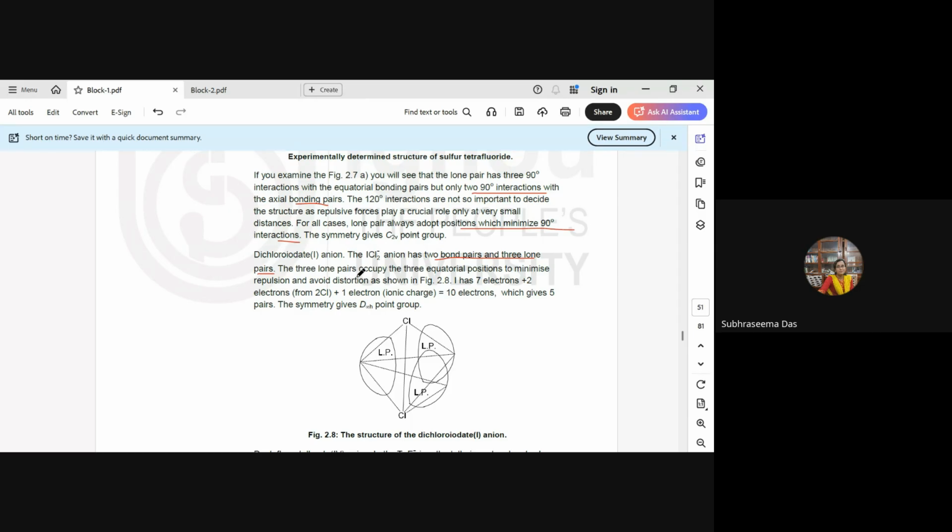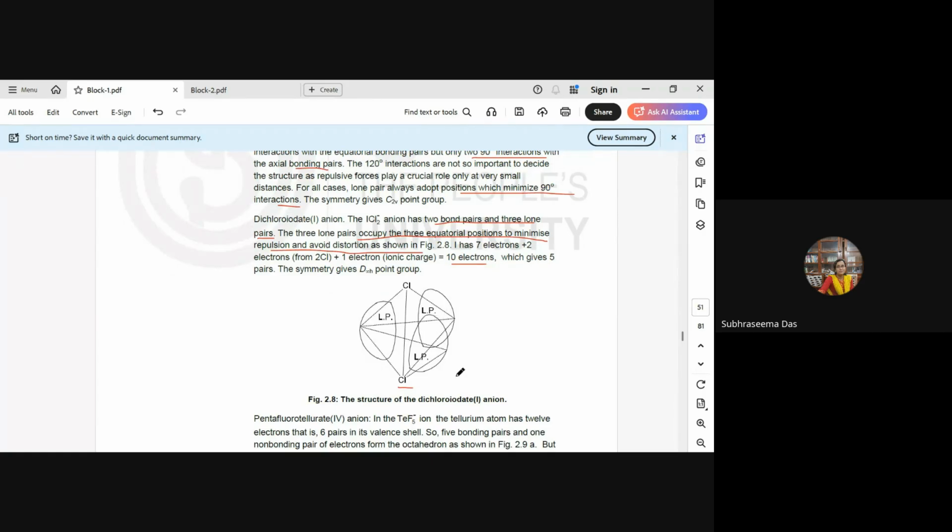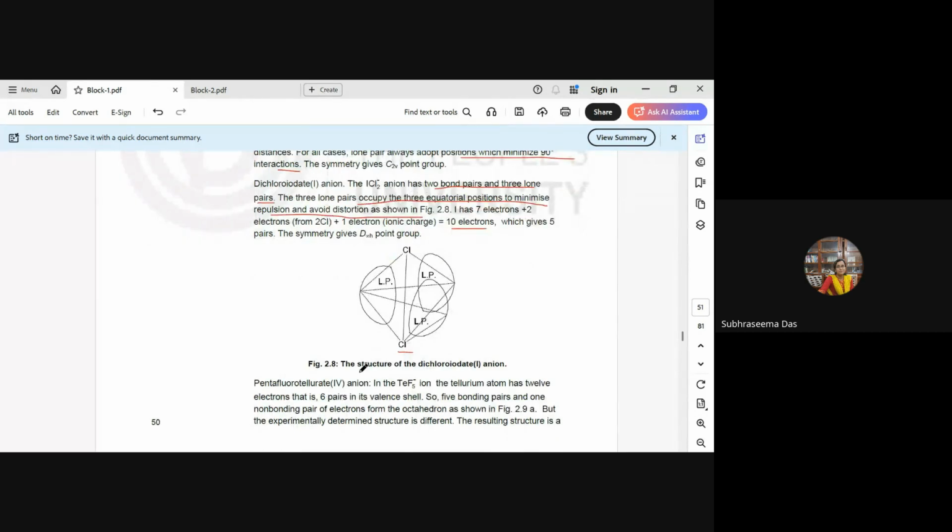The three lone pairs occupy the three equatorial positions to minimize the repulsion and avoid distortion, as has been shown here. So iodine has 7 electrons, plus 2 electrons from the Cl, plus 1 electronic charge, that is 10 electrons, which gives us 5 electron pairs, and ultimately it occupies a linear geometry. Here it has been shown.